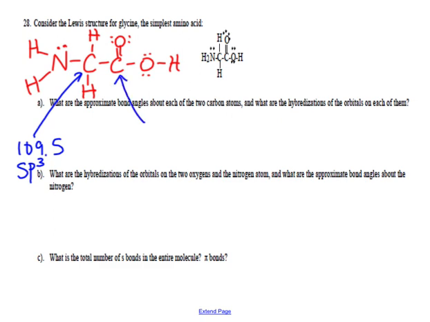What about this carbon? How many areas? 3 areas. What's the bond angle? 120. And then the hybridization? sp2. All right. What are the hybridizations of the orbitals around the 2 oxygens and then the nitrogen?